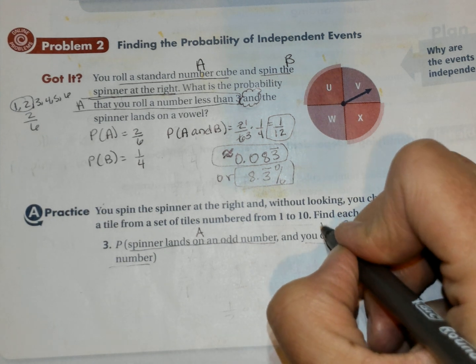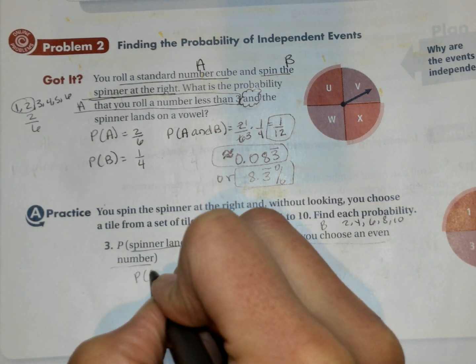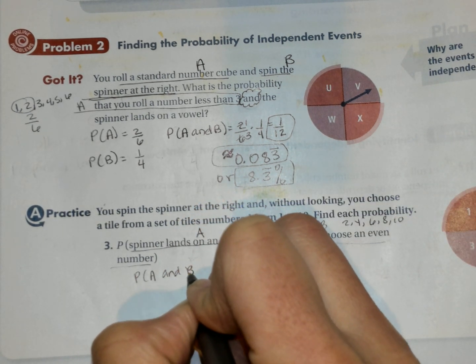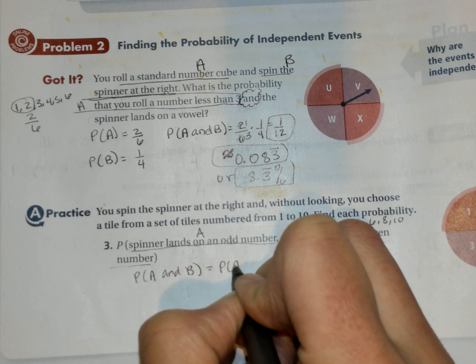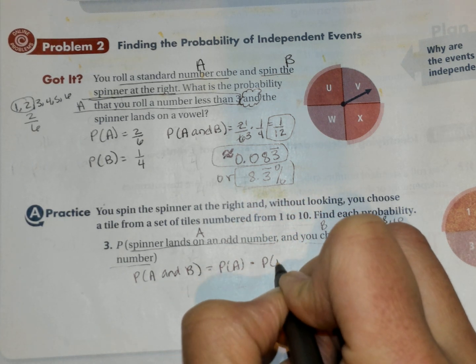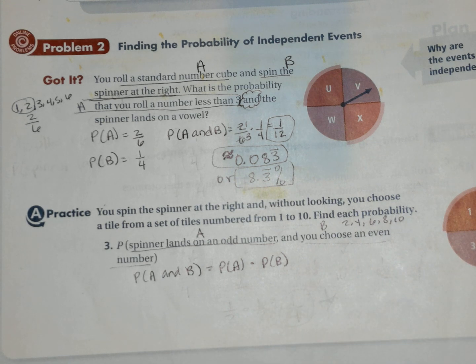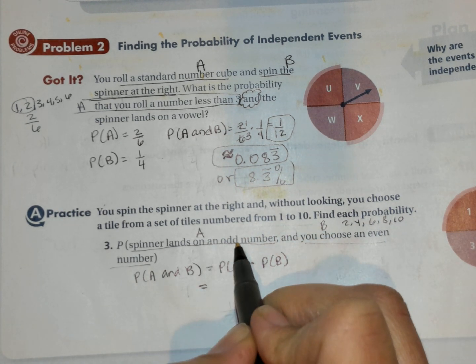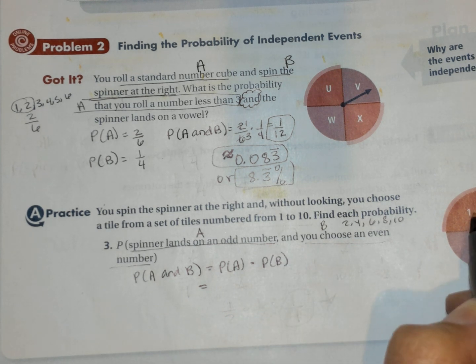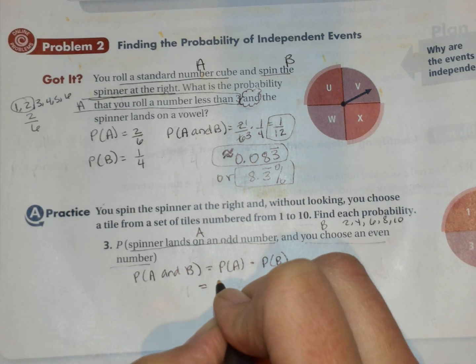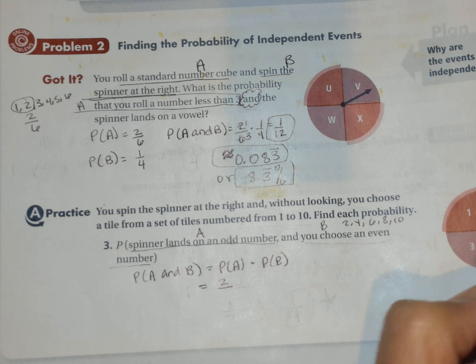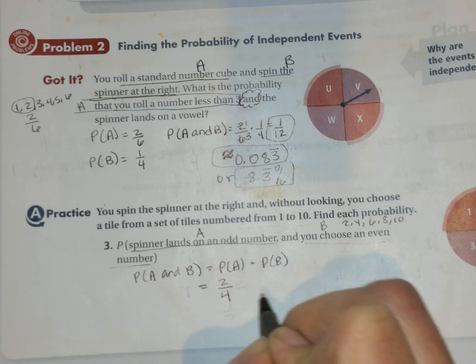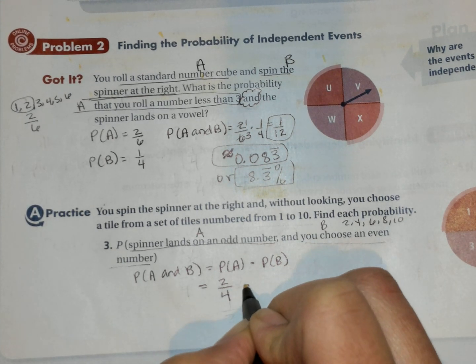So that would be event B. Probability of A and B equals probability of event A times probability of event B. And then I just have to find each separate one. For the odd number, I'm going to look over here. I see 2 odd numbers, 1 and 3. So 2 out of 1, 2, 3, 4, 2 out of 4 total numbers. You could reduce it to 1/2 if you want to.